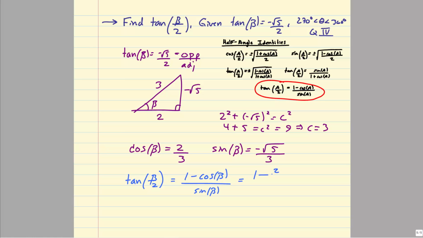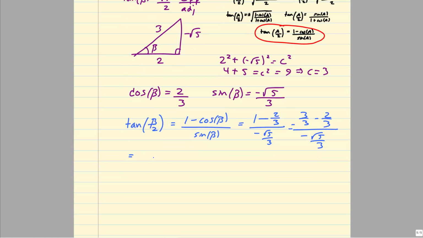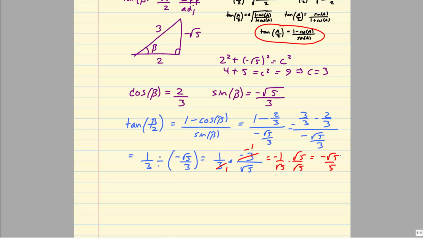So cosine of beta is 2/3. Sine of beta is negative root 5 over 3. So this would be 3/3 minus 2/3 all over negative root 5/3. And again, you have to get used to flipping these fractions. So 3/3 minus 2/3 is 1/3 divided by negative root 5 over 3. But remember, when you divide by a fraction, you multiply by the reciprocal. And I'm just going to keep that negative on top. We'll see that these 3's cancel, so I'm left with negative 1 over root 5. And of course we rationalize that denominator, so I have negative root 5 over 5.